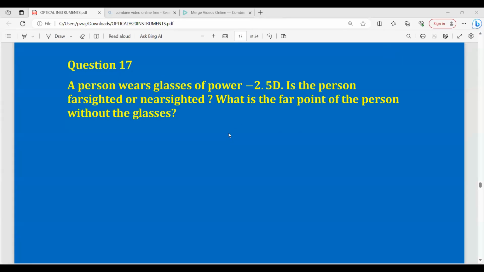Now question number 17. A person wears glasses of power -2.5 diopter. The power of the lens he is using is -2.5 diopter. Listen carefully, I will explain the question. Is the person far sighted or near sighted? I will explain here.